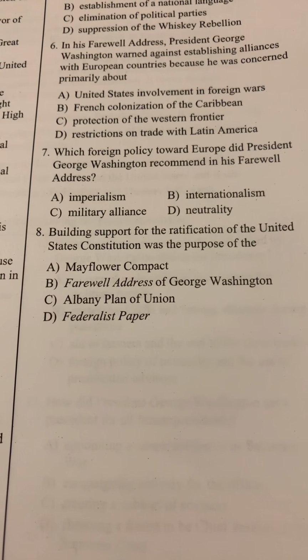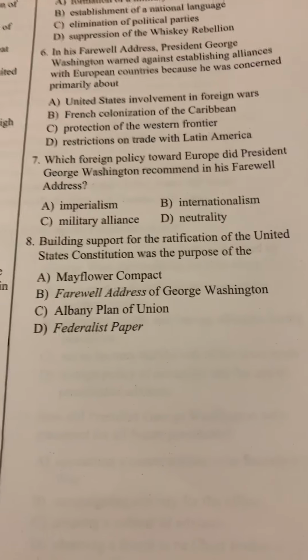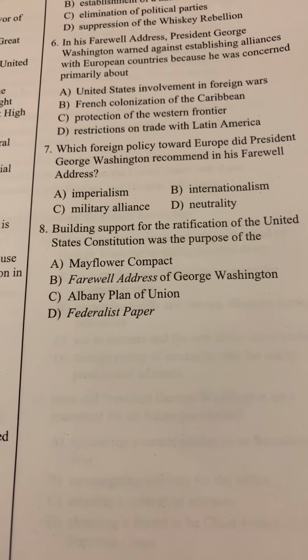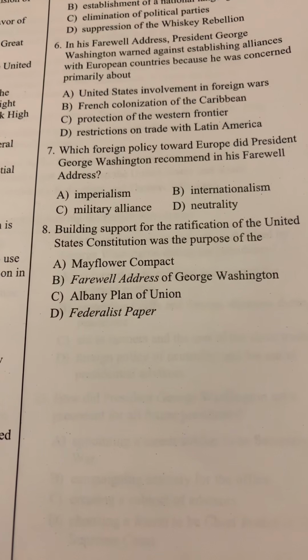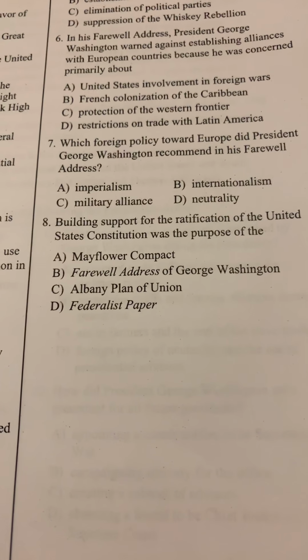Number 7. Which foreign policy toward Europe did President George Washington recommend in his farewell address? A. Imperialism, B. Internationalism, C. Military alliance, or D. Neutrality.